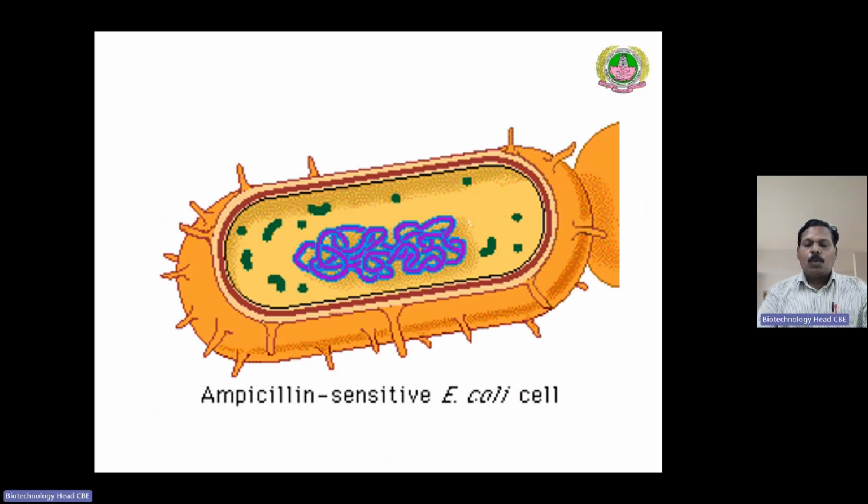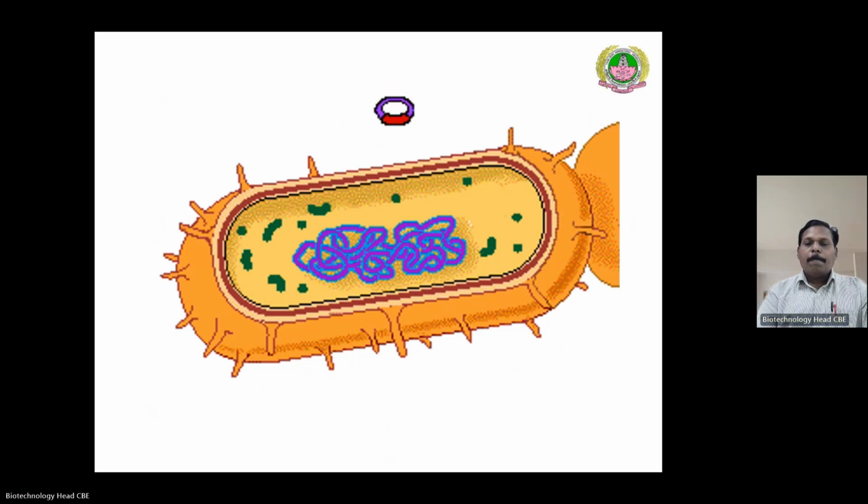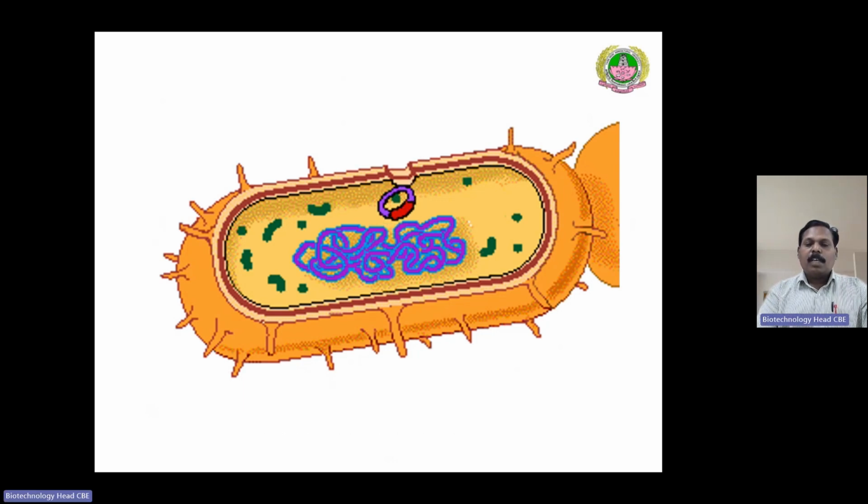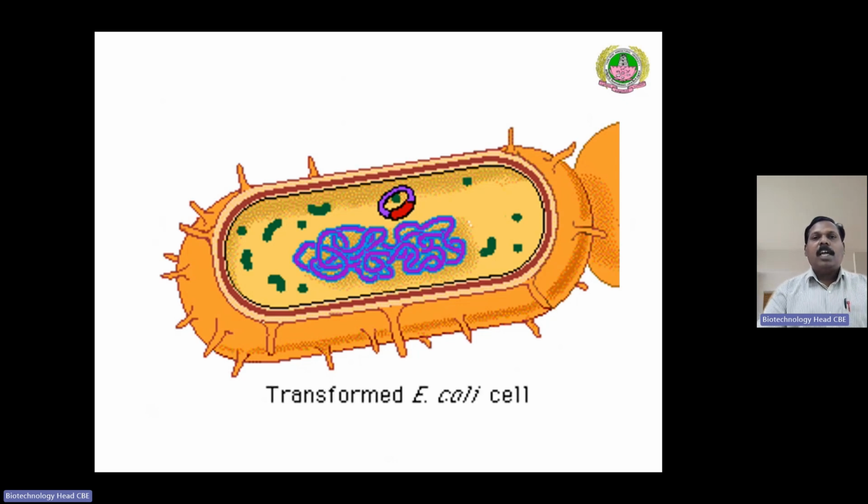So this animated image would show you how the ampicillin sensitive E. coli cells get mobilized into the bacterial cells. So the recombinant DNA enters into the host cell, they remain in the cytoplasm, and subsequently they can be used. These transformed E. coli cells can be deployed for screening purposes to choose whether they possess the recombinant DNA or not.